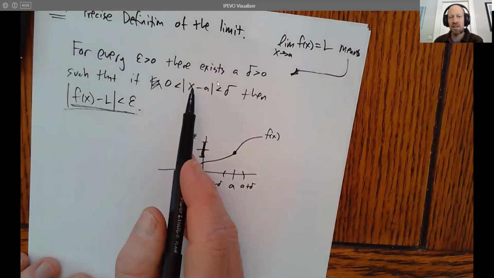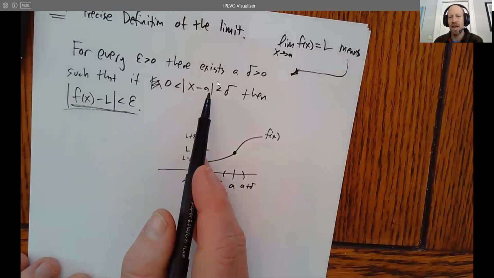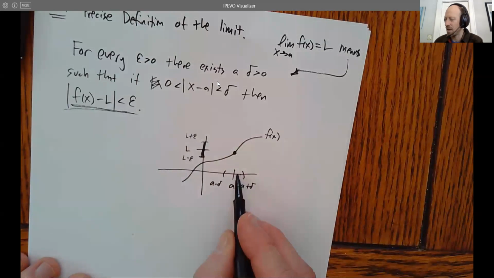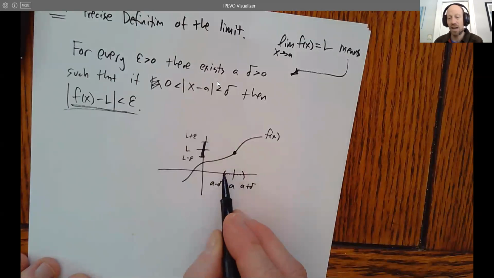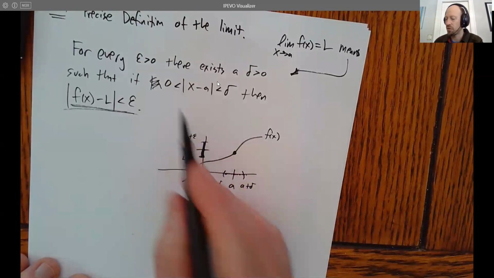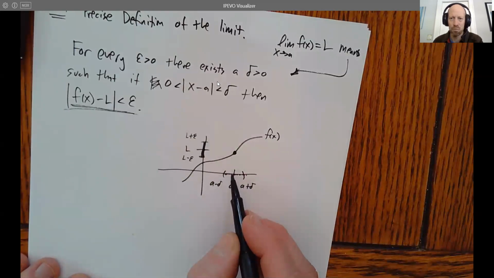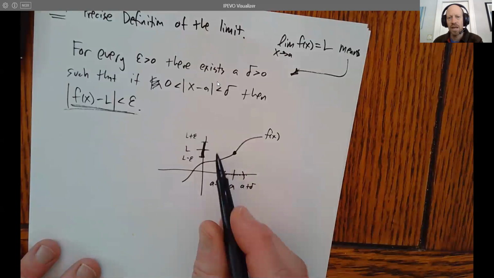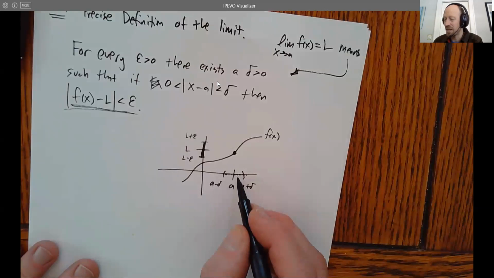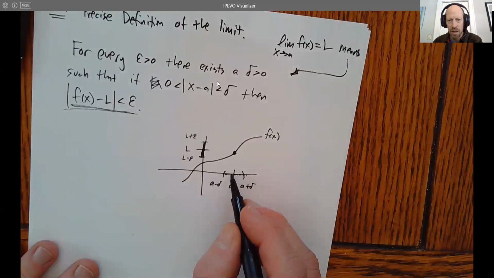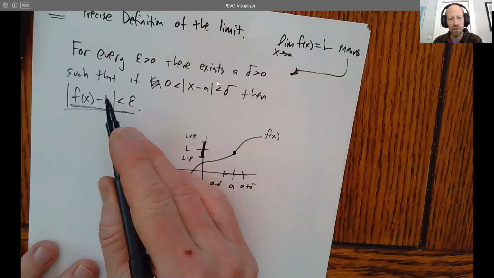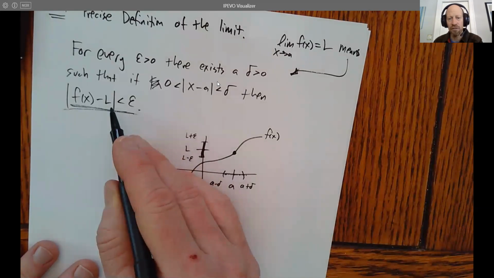So this is saying that if x minus a, the distance between x and a, is less than delta, that's saying I can pick any x in this region, but notice it has to be bigger than 0. So that means I can't actually pick a. And we know that from limits. It doesn't matter what happens at a, so I don't want to consider x equal a. So any other x in here, if x is within delta of a, so just in this little neighborhood, then the corresponding function values need to be within epsilon of L.